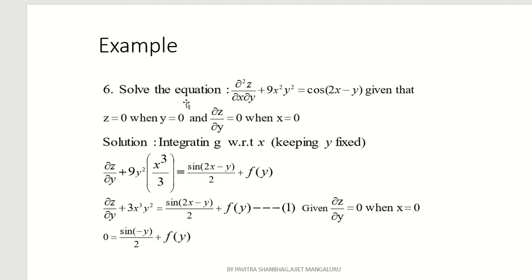See, solve the equation ∂²z/∂x∂y plus 9x²y² equal to cos of (2x−y). Given that z equal to 0 when y equal to 0 and ∂z/∂y equal to 0 when x equal to 0. Now again here second order partial derivative given, that means we have to integrate partially with respect to x and with respect to y here, right?